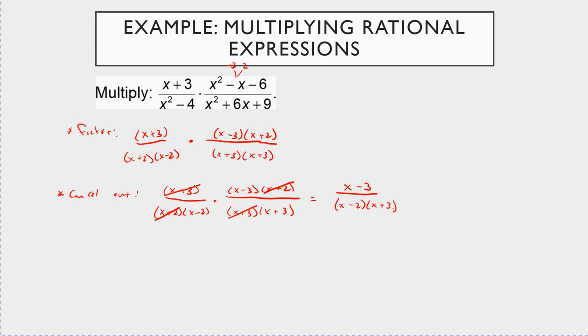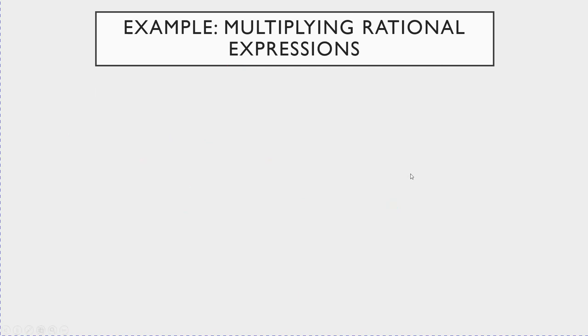Boom. So you can see that what makes this easy is if you can factor correctly, you're going to notice a bunch of stuff cancels right out, and it's going to make the multiplying pretty easy with what's left. All right, let's try this one.